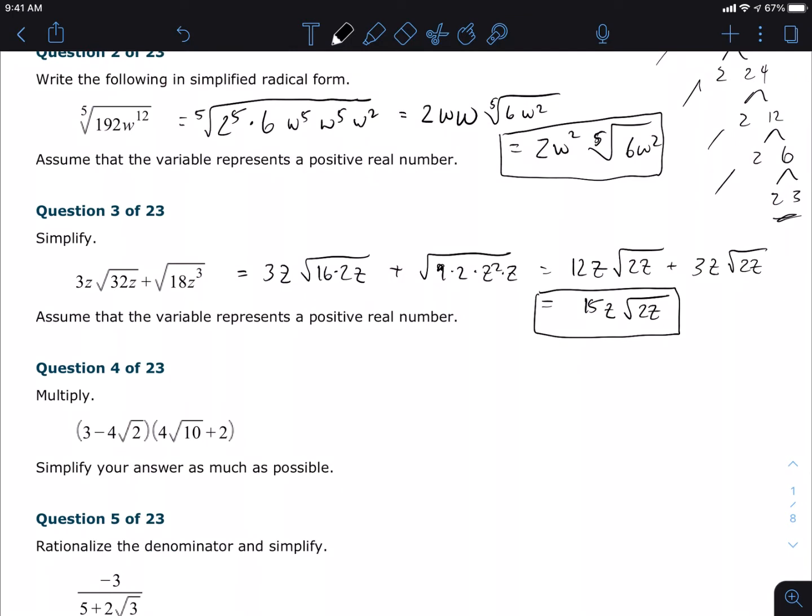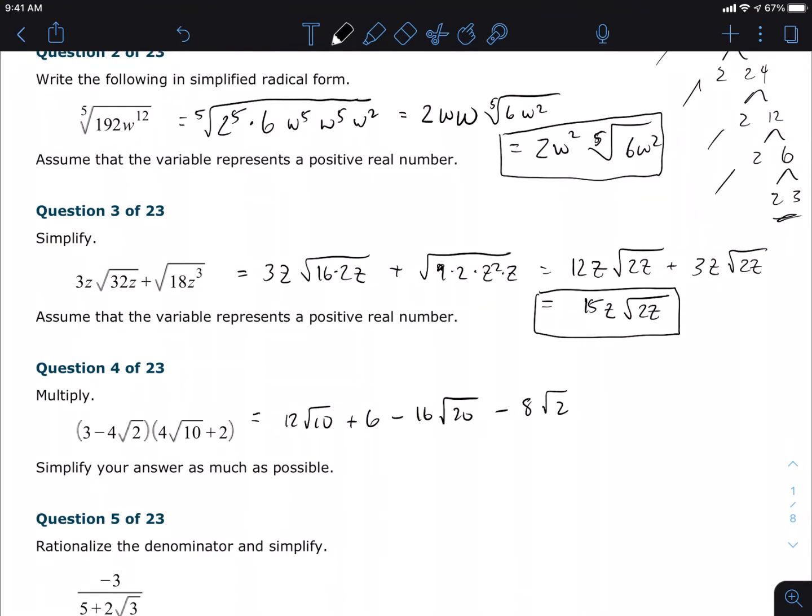This next one is just like distribution. So what we can do is we can go 3 times 4 square root of 10 is going to be 12 root of 10, plus 3 times 2 is 6. Then minus 4 times 4 will give me a 16. And then I'm going to get 2 times 10 is 20. And then minus 2 times 4 is 8, root of 2.